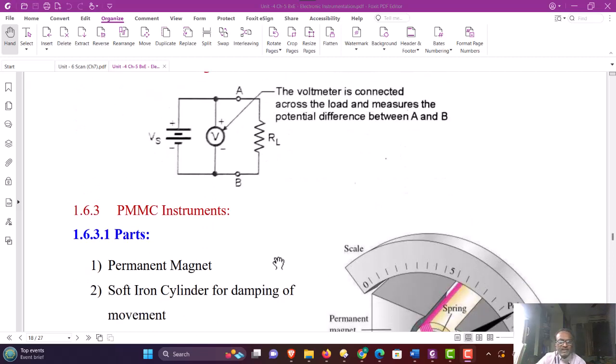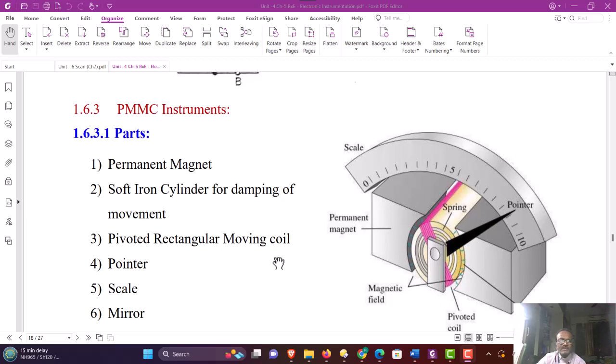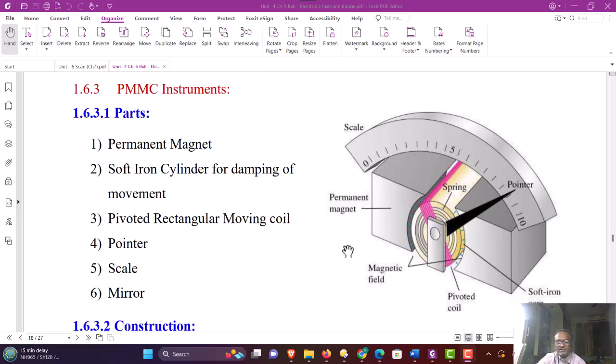All these voltmeters and ammeters of analog nature are mostly PMMC instruments. What is a PMMC instrument? It is called a permanent magnet moving coil instrument. Here the typical construction of a permanent magnet moving coil instrument is shown. It consists of a horseshoe permanent magnet, shown here, and in this permanent magnet there is a gap. In this gap, a coil of copper wire is suspended.